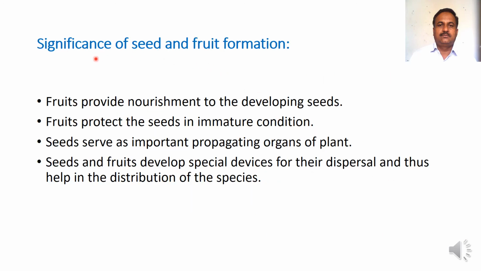Now see the significance of seed and fruit formation. Fruits provide nourishment to the developing seed. Then fruits protect the seeds in the immature condition. Seeds serve as important propagating organs of the plant. Then seeds and fruits develop special devices for their dispersal and thus help in distribution of the species.